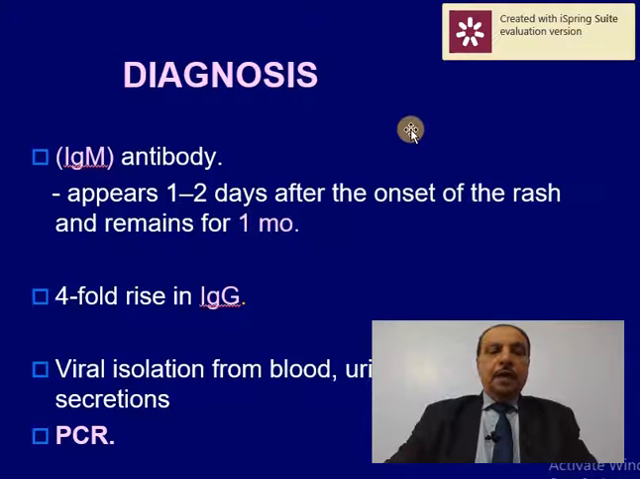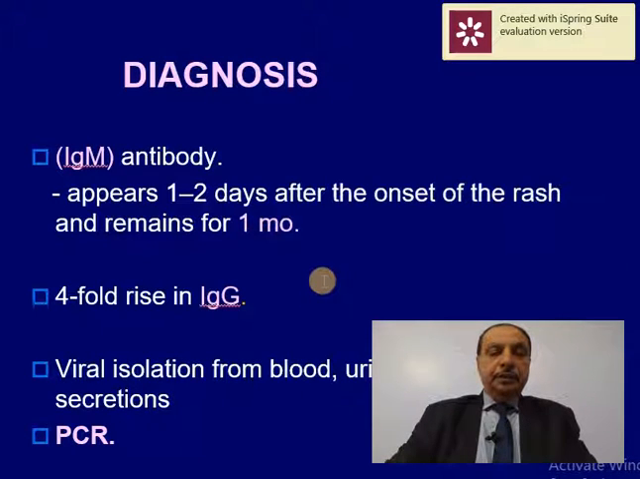The diagnosis will be by the appearance of IgM antibodies, which appear 1 to 2 days after the onset of rash and remain for 1 month, at any time during or shortly after the disease. If you do an IgM antibody test and find it positive, you can diagnose measles in this period. Or there may be a fourfold rise in immunoglobulin G, and for most viral diseases you can apply this point.